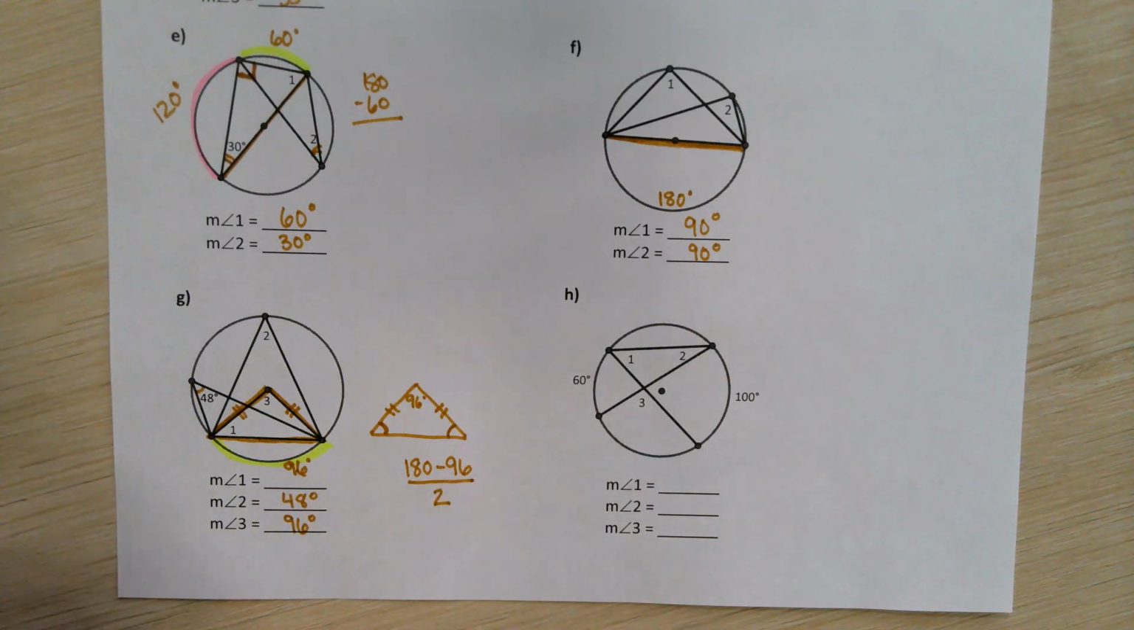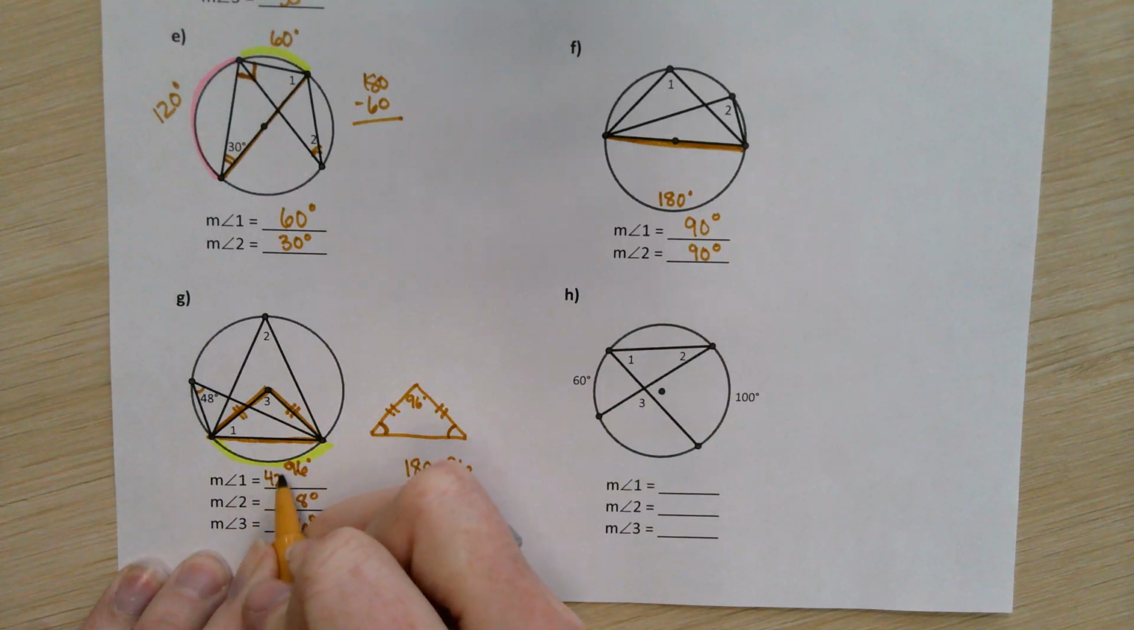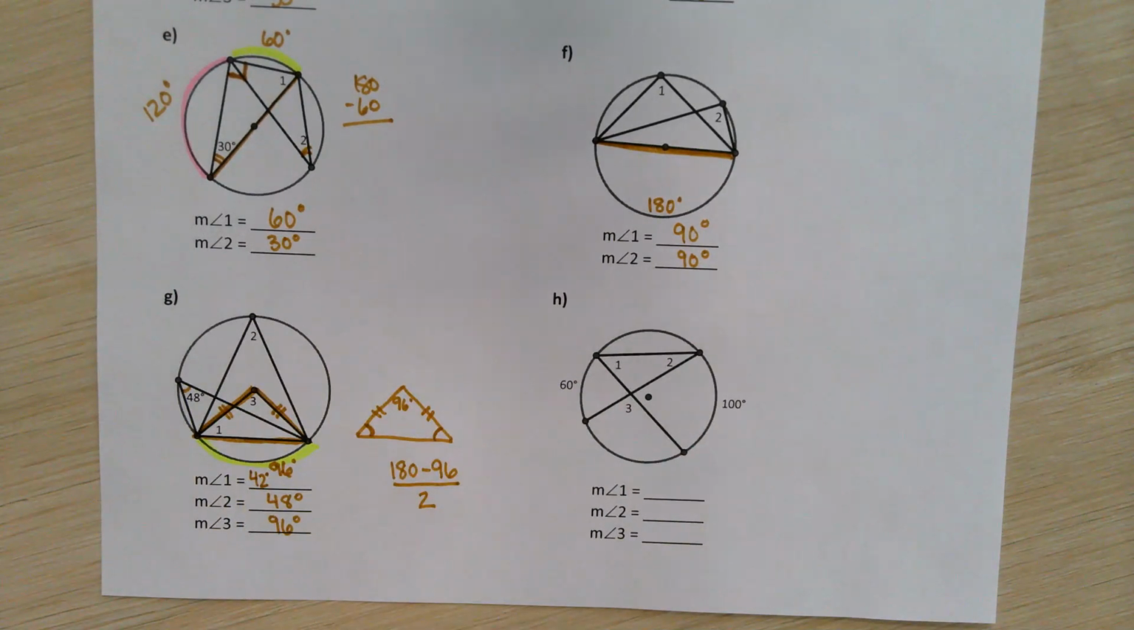Let's double check. I think 180 minus 96 is going to be 84. Yep, and then 84 divided by 2 will give us 42 degrees for the measure of angle 1.